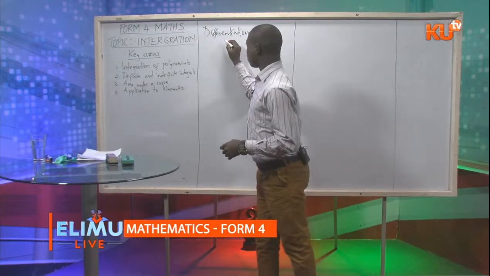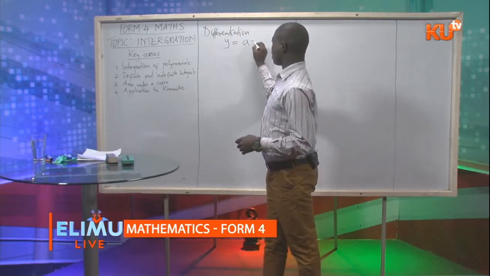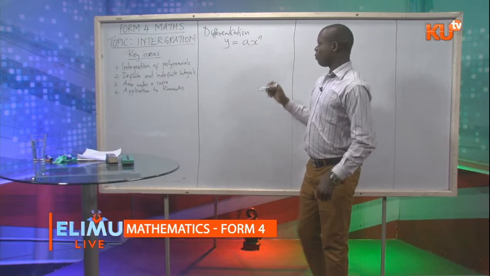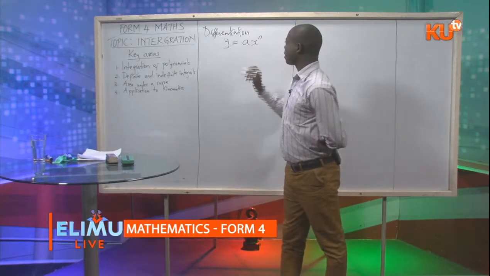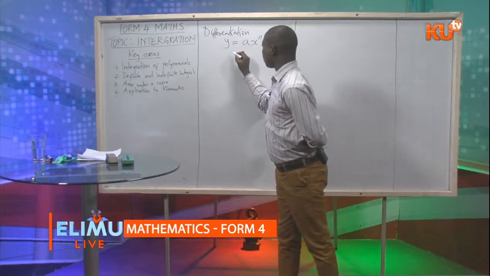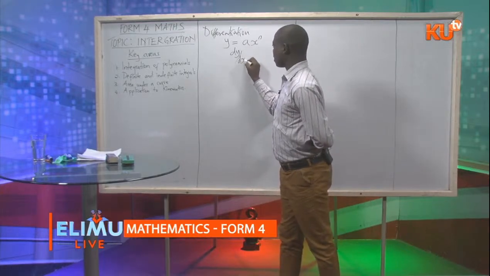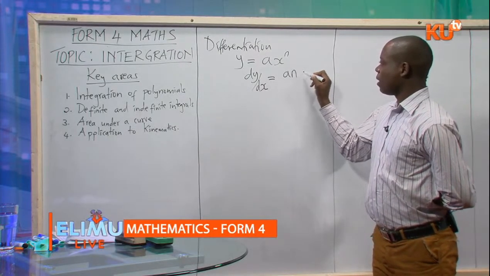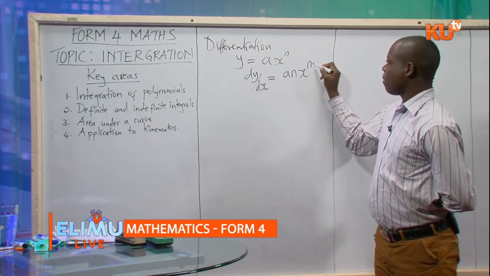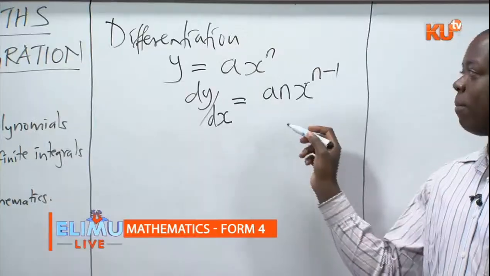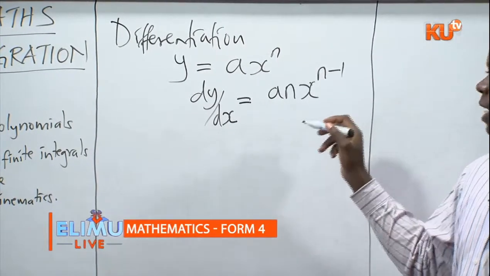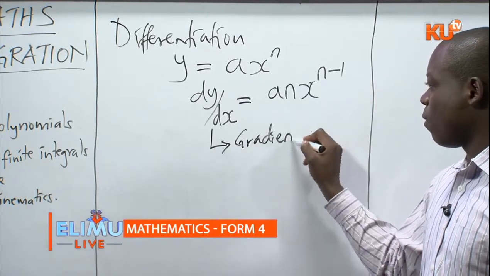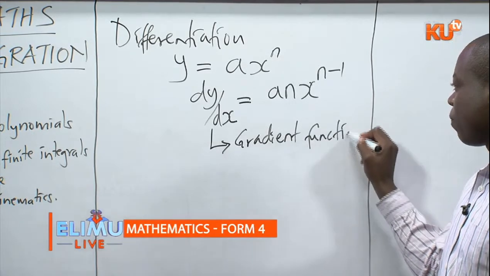So for a function y = ax^n, when you're carrying out differentiation, we start by subtracting 1 from the power. So dy/dx, representing the derivative, becomes: we take a, multiply by the power, then we have x^(n-1). This is the process for differentiation. And what we obtain here is what we call the gradient function.